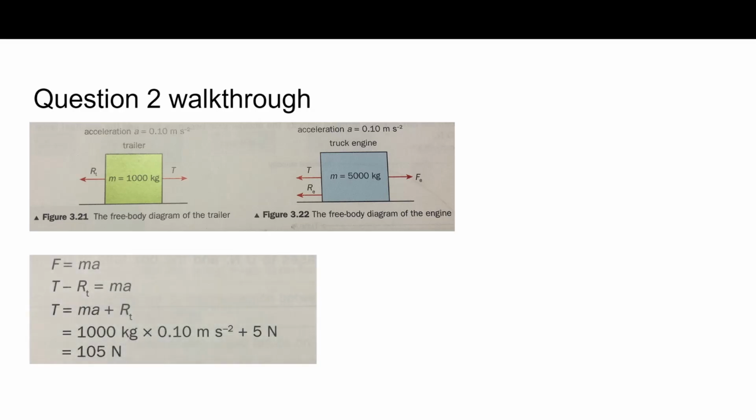In this case, the trailer is only affected by two forces, the tension force of the tow bar and the resistance force it faces. Yet, it moves forward, showing that the tension force is of higher magnitude than the resistance force. Therefore, we can write the equation as T minus RT equals ma. And we are able to substitute the given information from the question to find the tension.